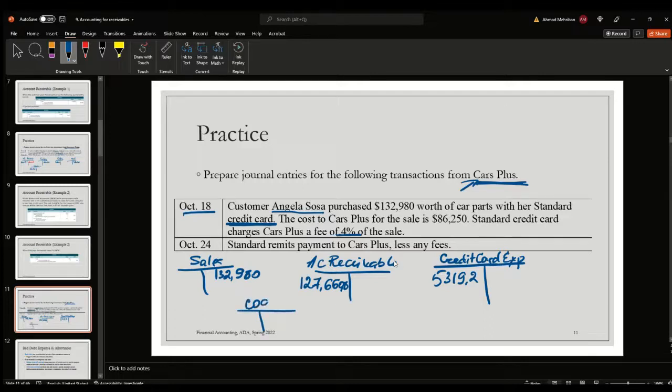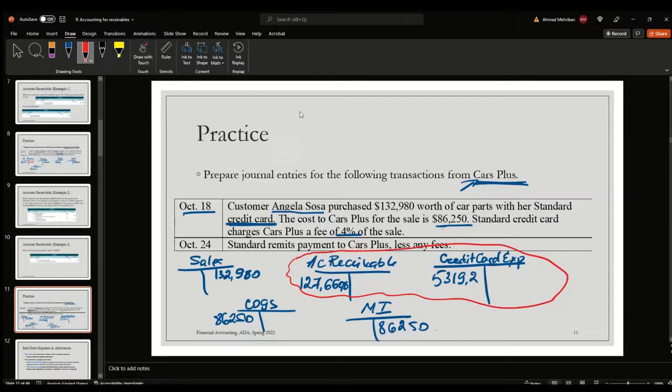So cost of goods sold, we already know the cost of goods sold is 86,250. Our merchandising inventory, by our I mean the Cars Plus merchandising inventory, is reducing through the credit side, and this is the entry that you have to make to record the change in the inventory. However, this part specifically is something new, and I do hope that you understand how it works. If you don't, we still can discuss it. You can comment under the video, and I can always answer your questions regarding this one. But I hope that this makes sense.